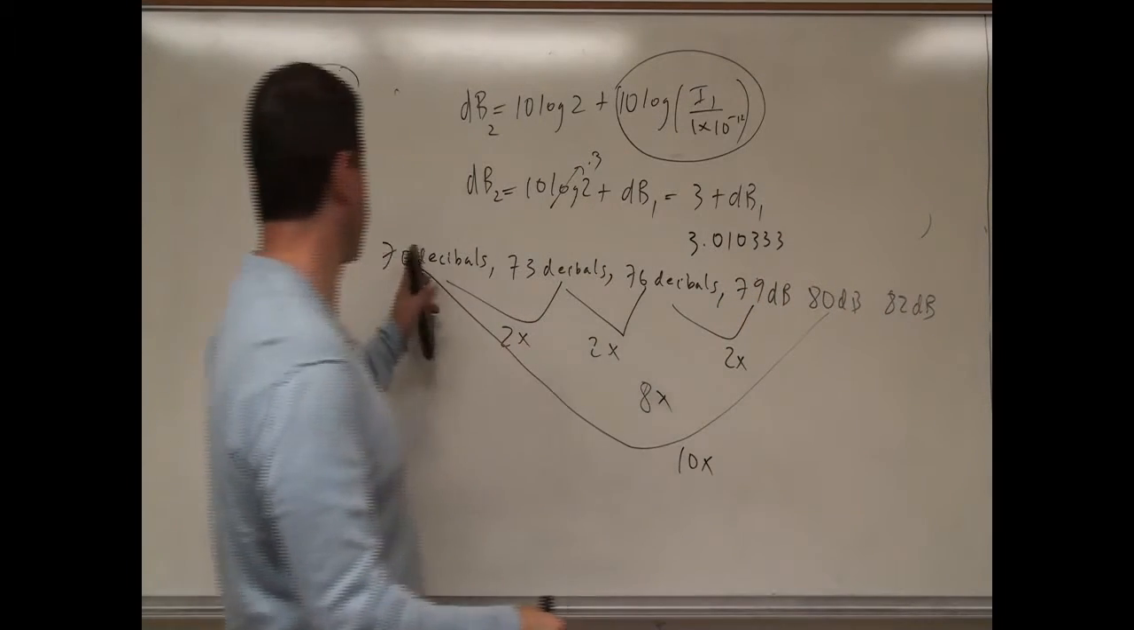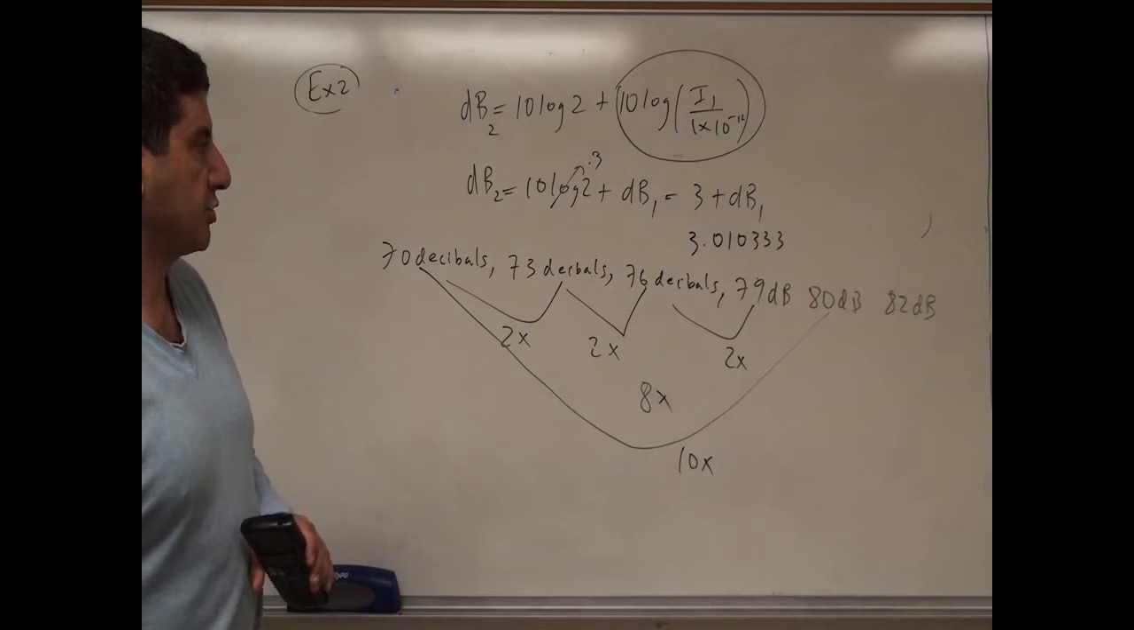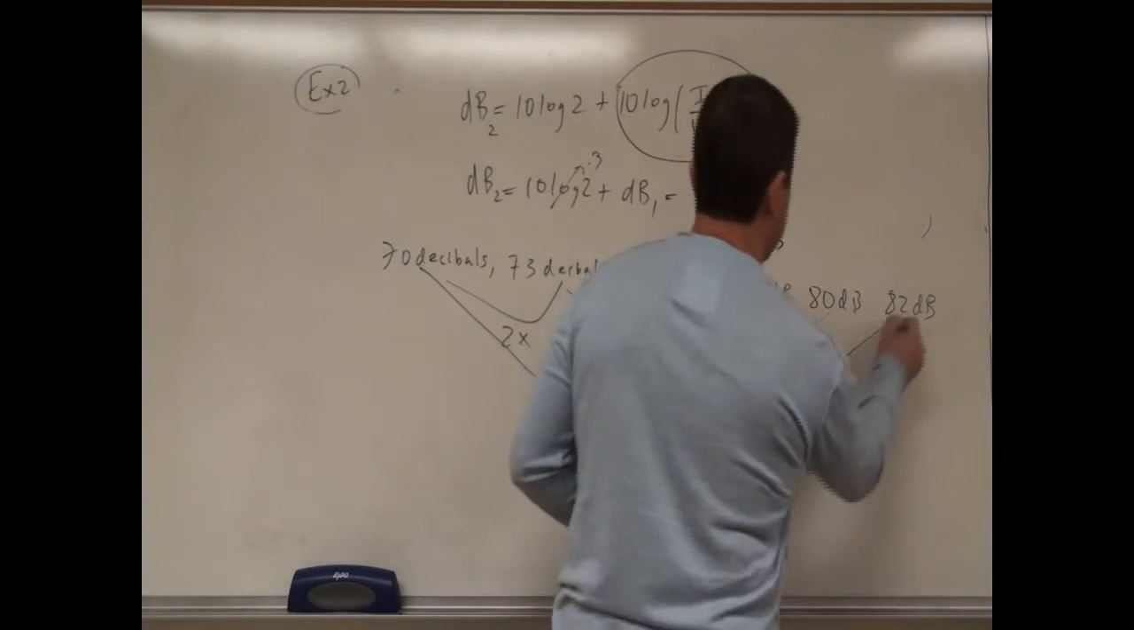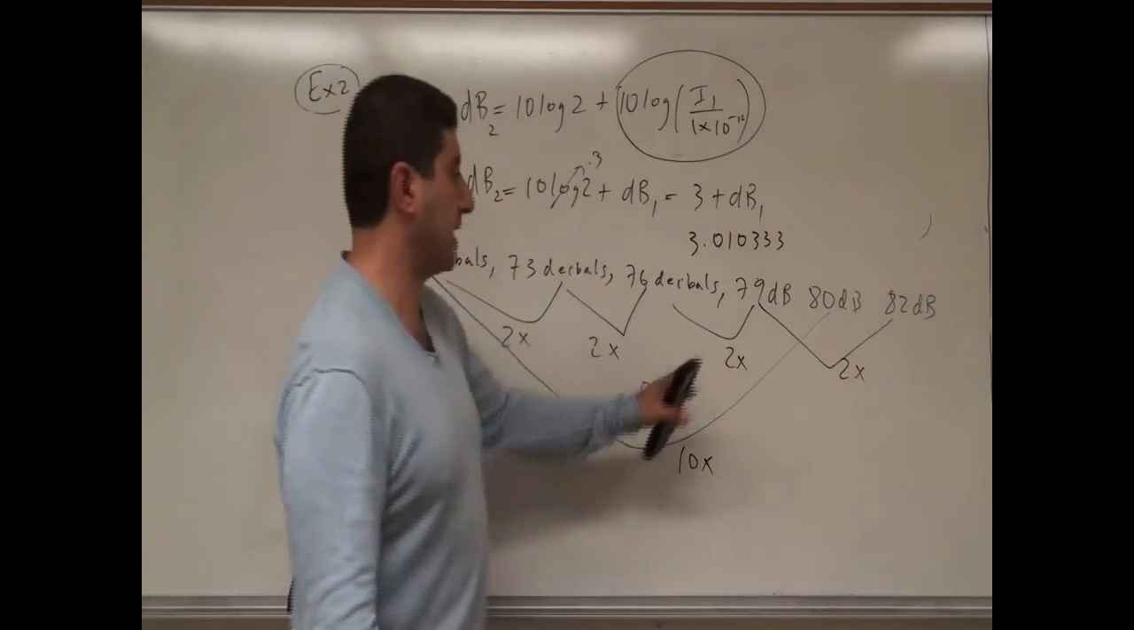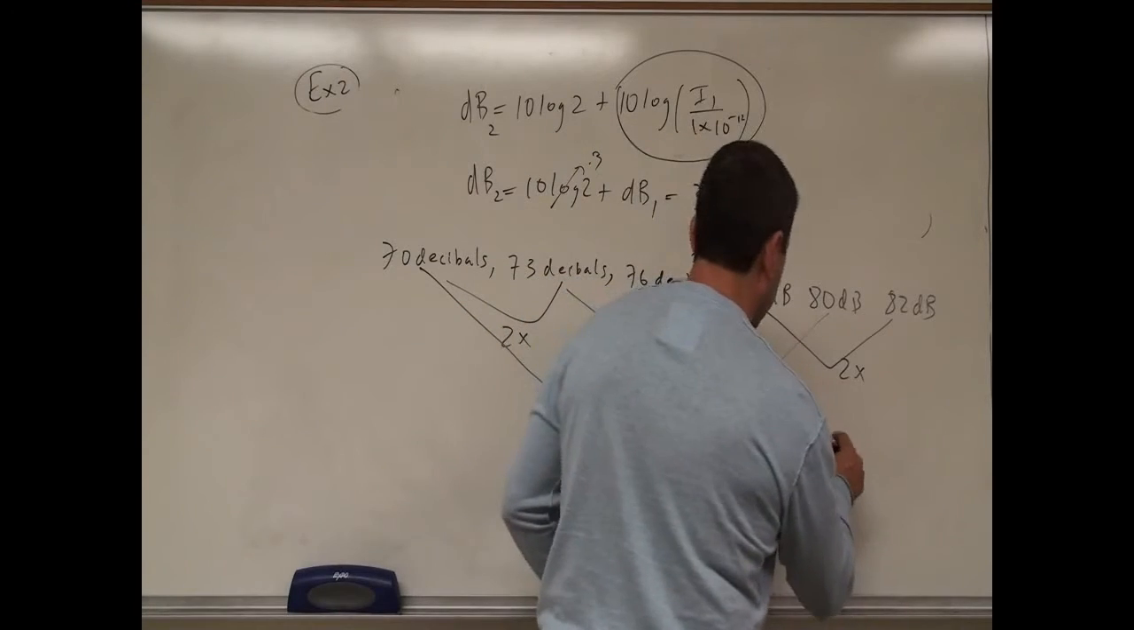82 decibels is how many times stronger than 70? So now it'll be another factor of 2. So 8 times 2, that's going to be 16 times stronger.